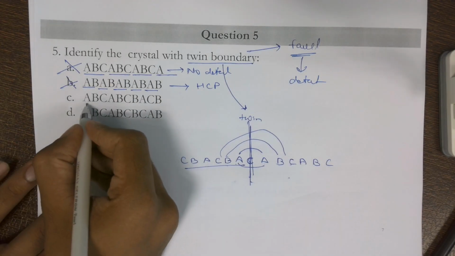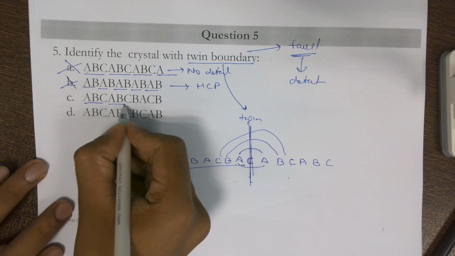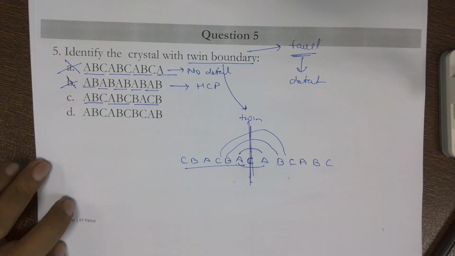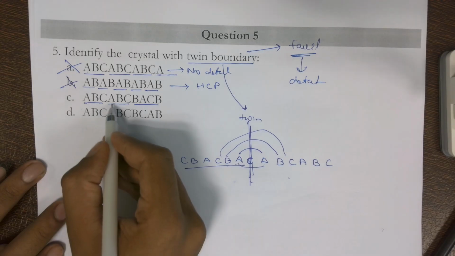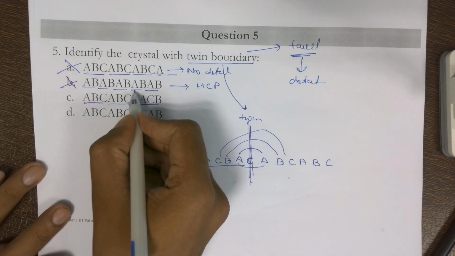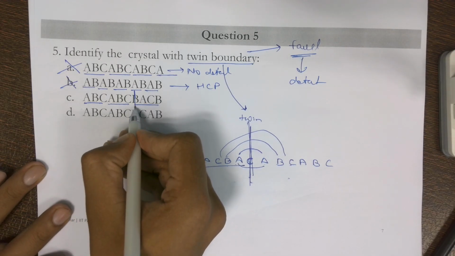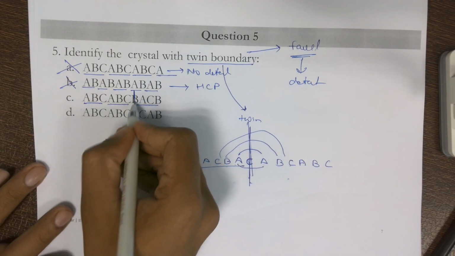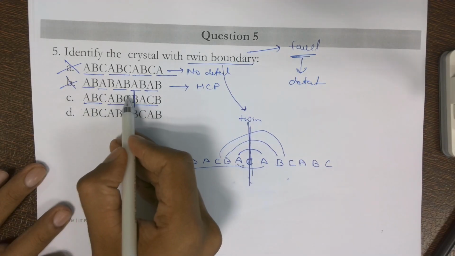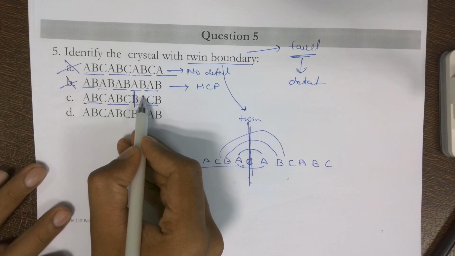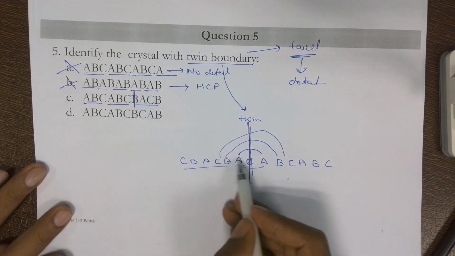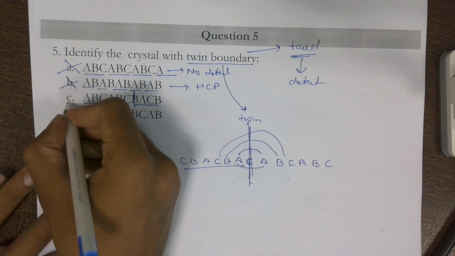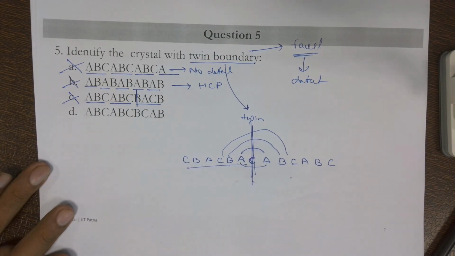Now the third one, ABC, ABC, BAC. Okay, now we have to see. ABC was there, perfect. Now about B, there is a fault. Since there is a fault, let's try to see about this particular fault. Is the mirror there or not? C, here it's an A. B, here it's a C. So the mirror is not there. For the twin boundary, there should be the mirror. So this is again not a twin boundary.